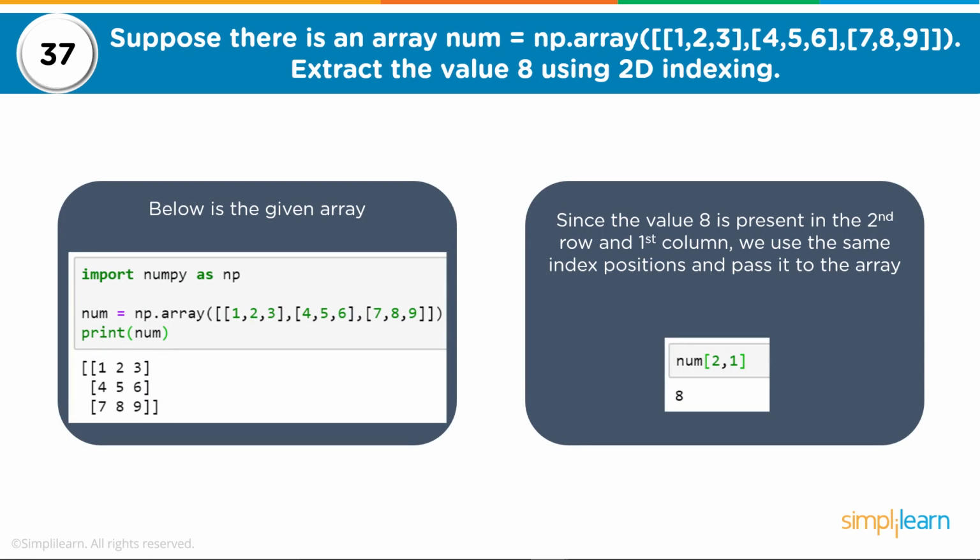So you can see on the left we have our import numpy as np, number equals our np.array. If we print the number, we have 1, 2, 3, 4, 5, 6, 7, 8, 9. Since the value 8 is present in the second row and first column, we use the same index position and pass it to the array. And you just have number[2, 1], and you get 8. And remember, we're in Python, so you start at 0, not 1 like you do in Excel. It always gets me if I'm working between Excel and Python, where I just kind of flip, and usually it's the Excel that messes up because I do a lot more programming.